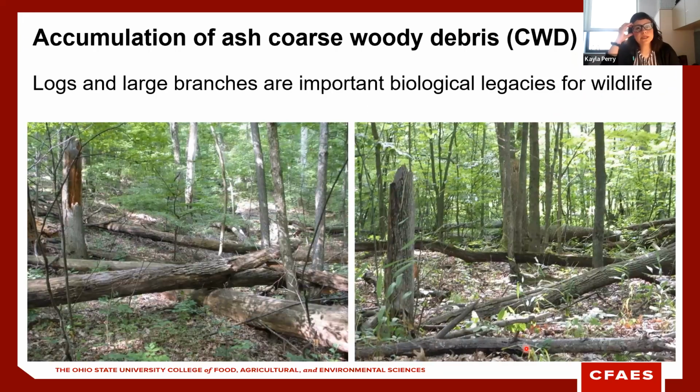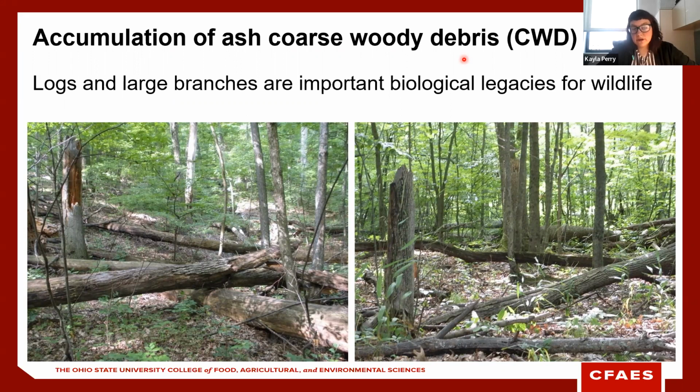And then over time, we see that as gaps begin to close, so as the surrounding trees within the forest respond to this increase in light and increase in resources, and they grow to fill these gaps, that's about the time when we see ash trees falling to the forest floor, right? So they're snapping along the bole, or they're uprooting. And we see this big pulse of ash logs and branches, also known as ash coarse woody debris, that falls to the forest floor.